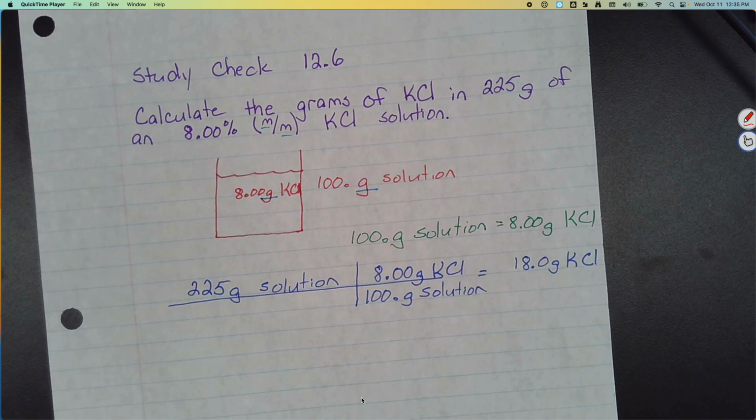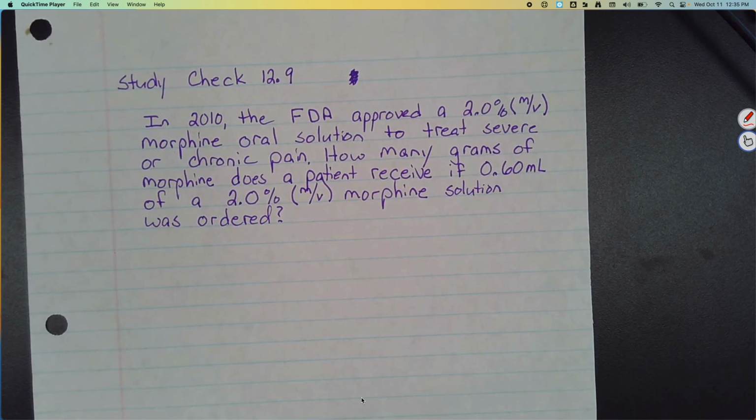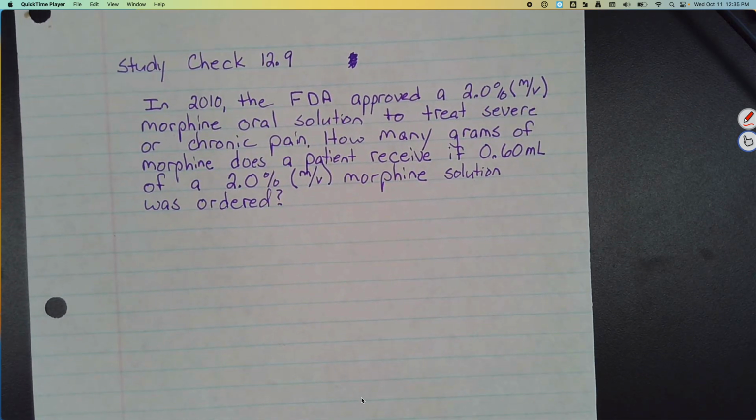Okay, here's a slightly more complicated one because it brings in a medical story. In 2010, the FDA approved a 2% mass volume solution of morphine oral solution to treat severe or chronic pain. How many grams of morphine does a patient receive if we give this person 0.60 milliliters of a 2% mass volume morphine solution? Okay, so the first thing is to think about having some of this solution.